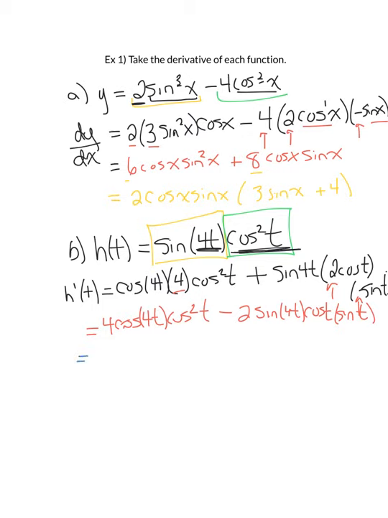And then, just like the last question, I can go ahead and factor a 4 and a negative 2. So I'm going to be pulling out a 2, and I have a cos of t common here. So I will be left with 2 cos of 4t times cos of t minus sine of 4t sine of t.